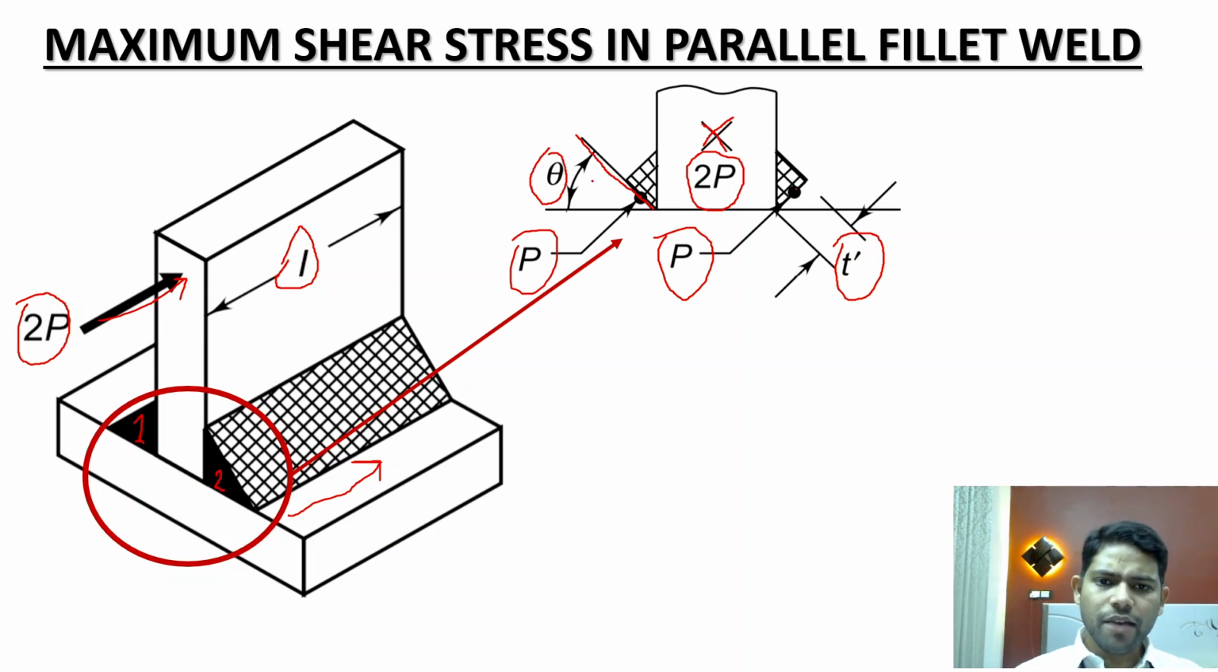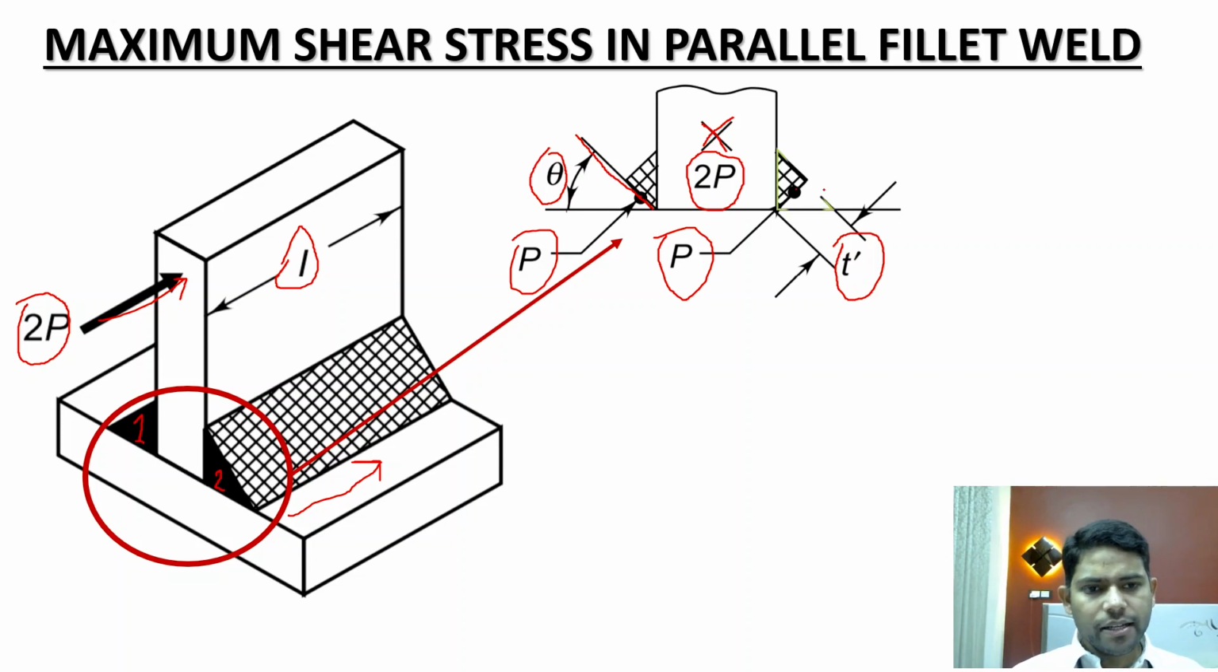It might be 45 or it might be something else, but since it can be any value, that's why this T dash is completely different from T. So don't confuse it with T. T was the inclination of the plane at an angle of 45 degrees with the leg dimension.